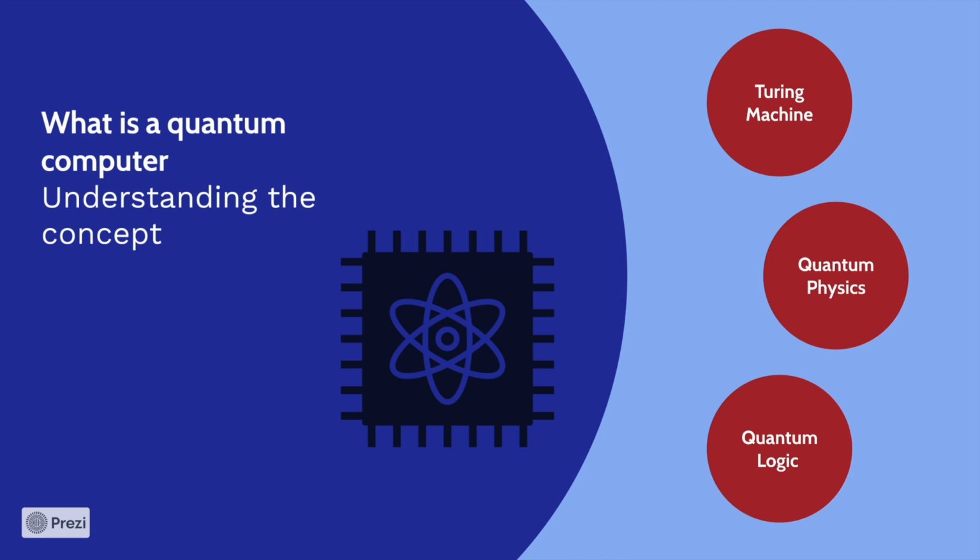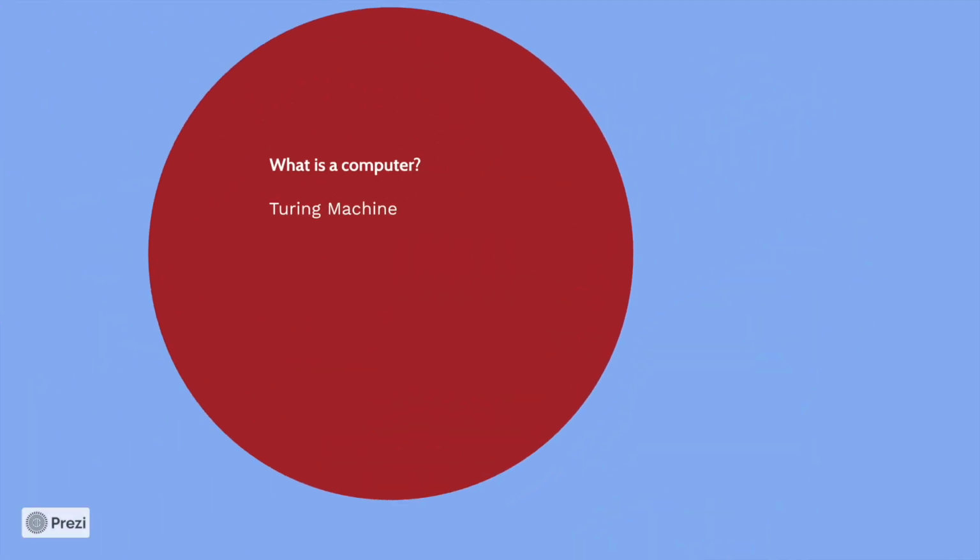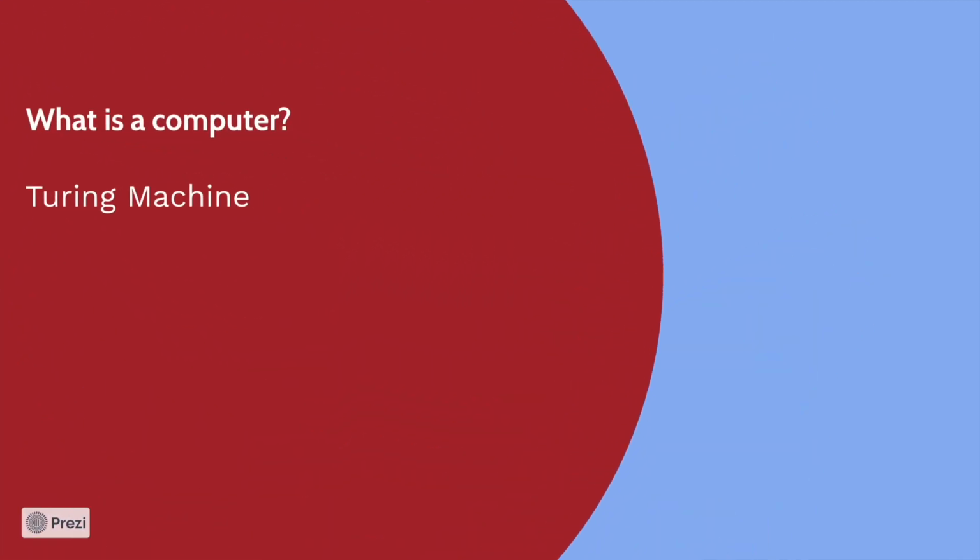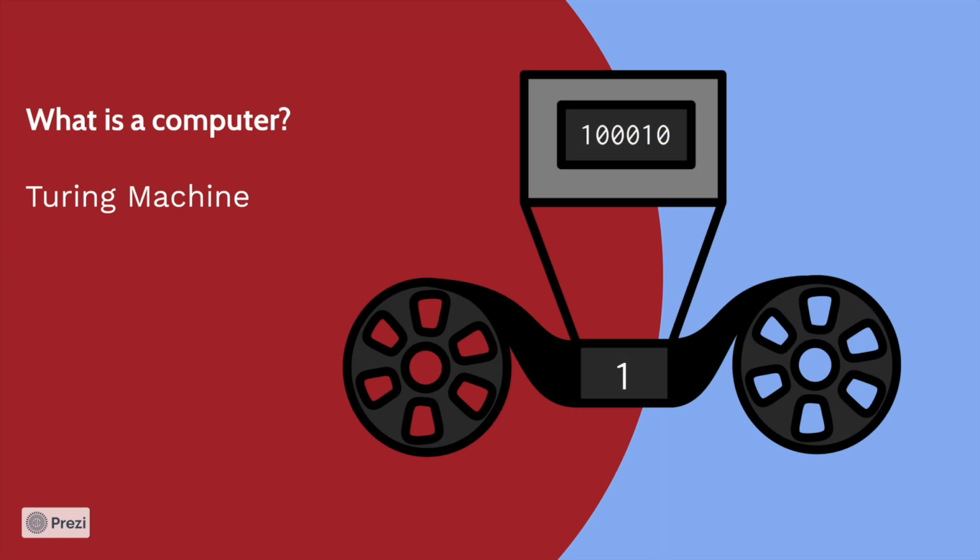To understand what makes a quantum computer different from a regular computer, it helps to first know what we mean when we say computer. In 1936, Alan Turing, who is by many considered the father of computer science, proposed a concept that would be later known as a Turing machine. The machine consists of a head and a tape. The head can move left and right on the tape and can read symbols that are written on said tape as well as write new symbols.